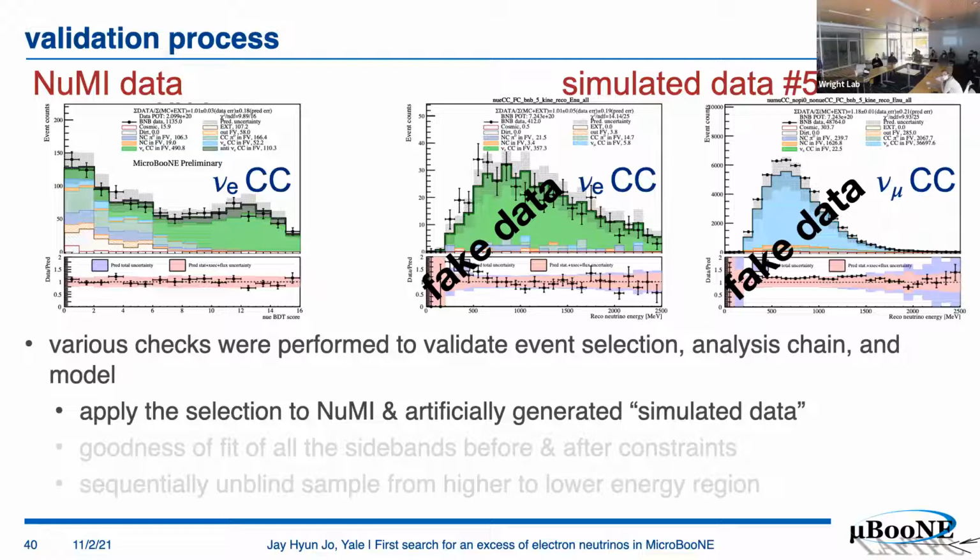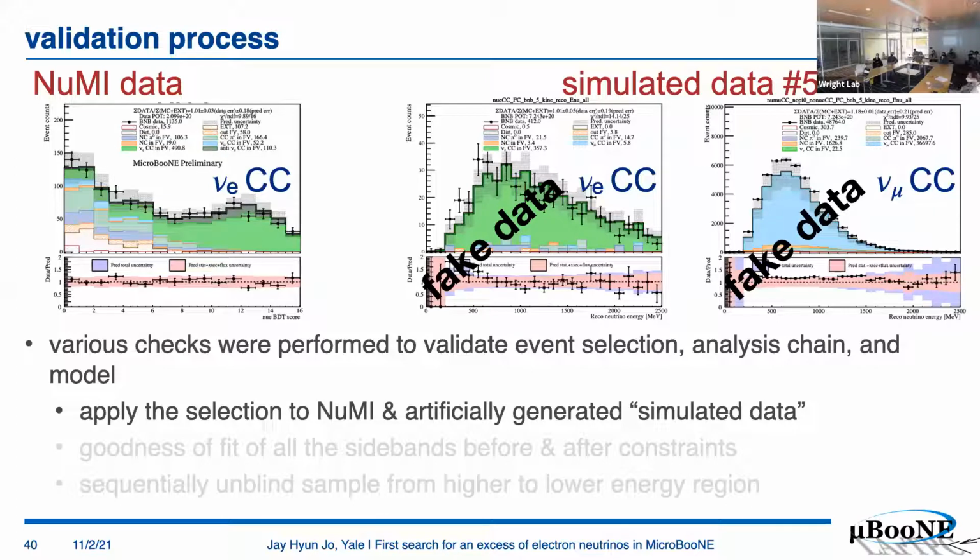This is a BDT score distribution. You see the data and topologies agree very well. And we also generate many different fake data, or simulated data. Sometimes we inject a fake LE signal, or sometimes we do not inject any LE signal, and we give that fake data to the analyzer without telling them what it actually is. And then the analyzer takes the data, analyzes it, feeds it through our event selection and full analysis chain, and then comes up with an answer.